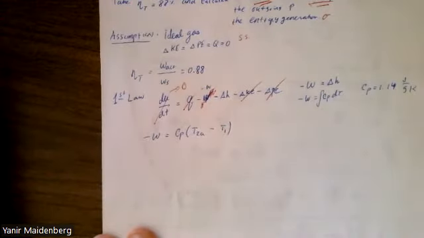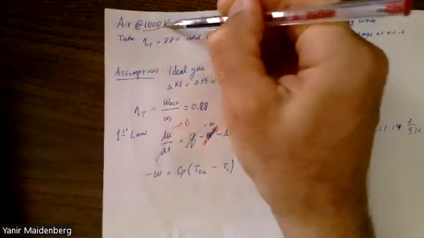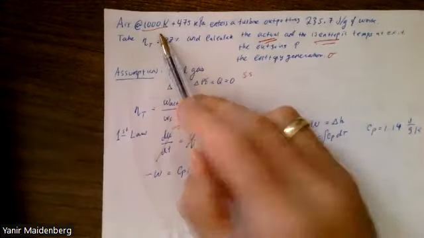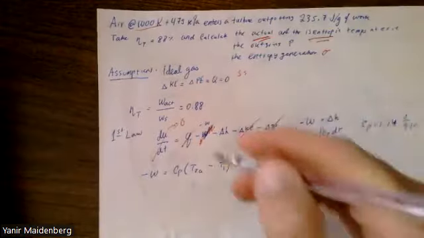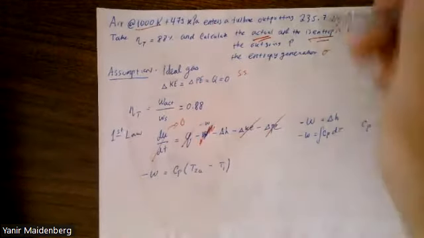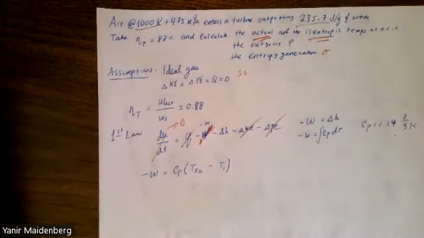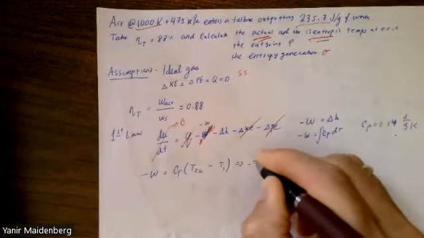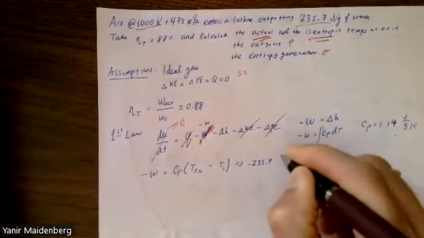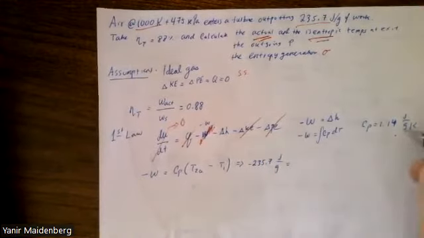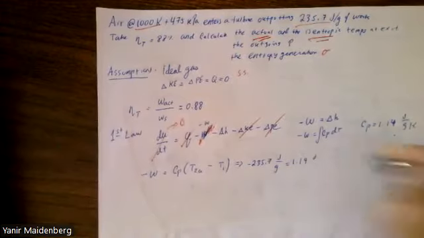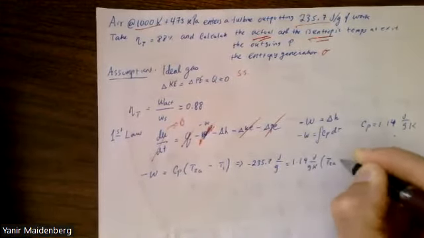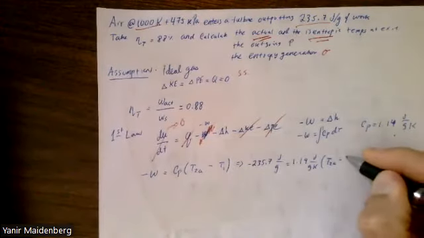Okay, so the initial temperature is given to me in the problem to be 1,000, and this is 1,000 no matter if this is isentropic or not. So I know that this is 1,000. I know this is 1.14, and I know the work here is given to me as 235.7 joules per gram. So I'm going to put it all in. Negative 235.7 joule per gram is equal to 1.14 joule per gram Kelvin times T2A, I don't have that, I'm going to solve for that, minus 1,000 Kelvin.